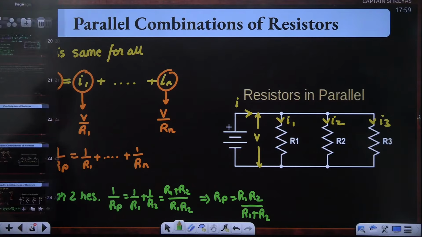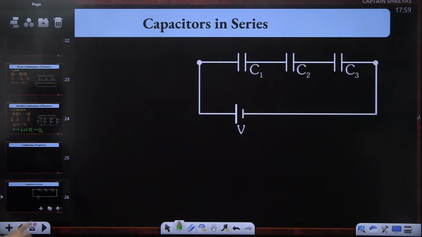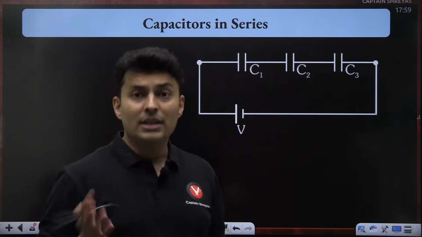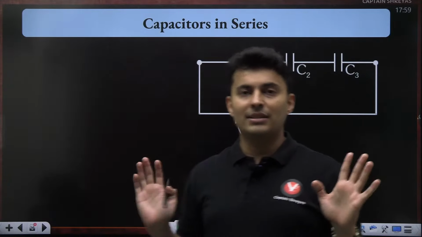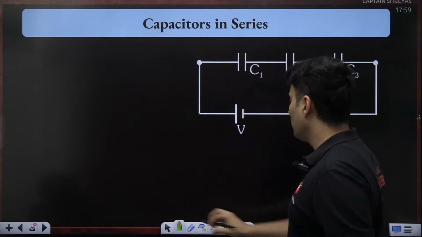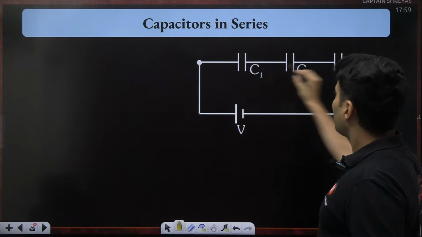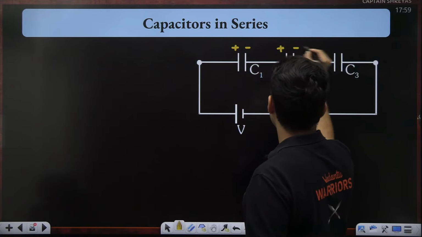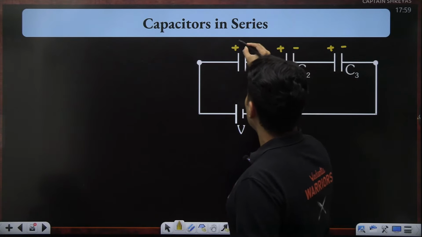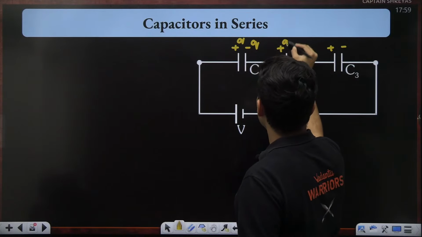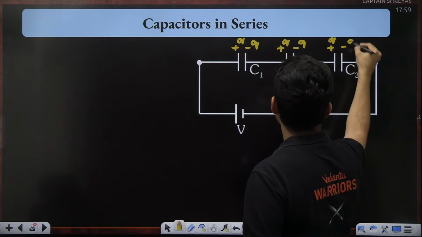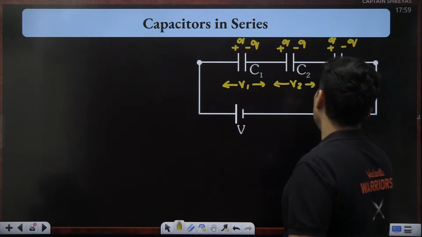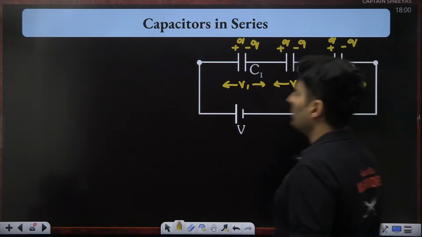As simple as that. Now, the same thing also applies when you are combining capacitors. In capacitors, instead of current, you will consider the charge. That's the only big difference. Whenever you have capacitors in series, what will be the same is the charge. So positive, negative, positive, negative. If this is plus Q, this will be minus Q. This is plus Q, this will be minus Q. What will be different is the voltages V1, V2, V3, and so on and so forth.